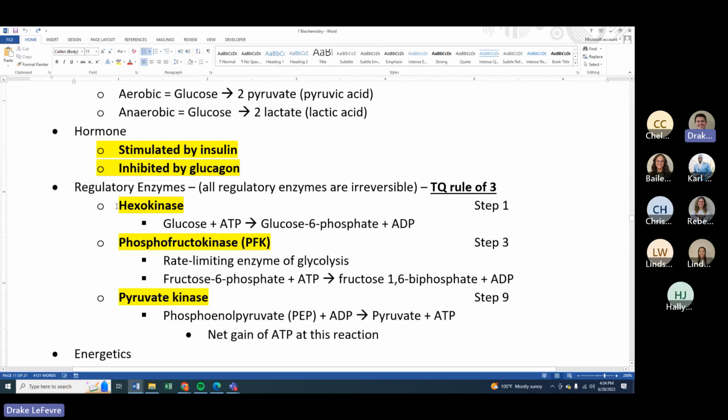So we have hexokinase, phosphofructokinase, step 1, step 3, and then our pyruvate kinase as well, which is towards the end, either step 9 or step 10. It depends on how you count it. Technically it is step 10 if you count the way you do in Dr. Sarkar's book, going from phosphoenolpyruvate to pyruvate.